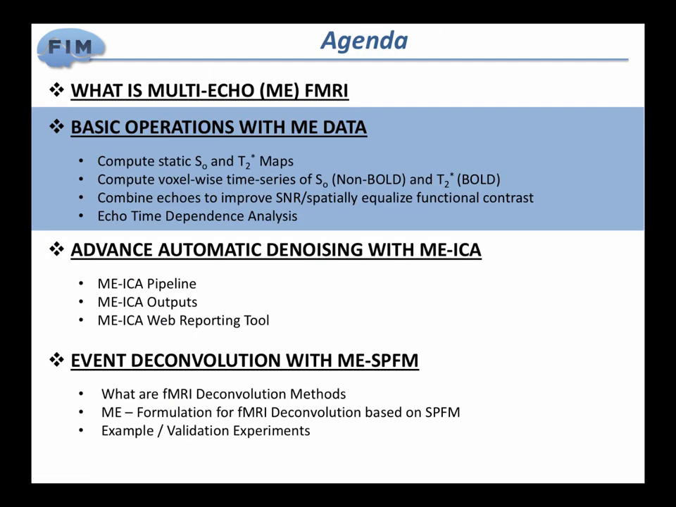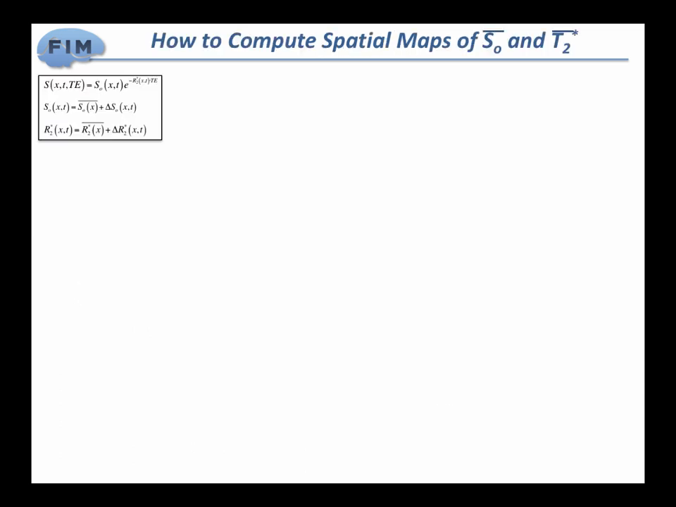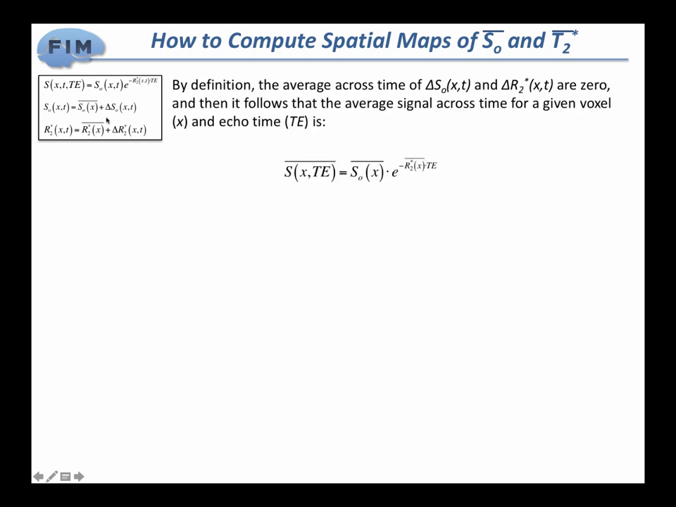So now that we have that, let's start thinking about things that we can do, okay? The first thing that we could do is to try to compute the static maps of S0 and T2 star or R2 star. Here are the little formulas, the ones I just showed you. So how do we do that? By definition, because of the way we define it, delta S0 and delta R2 star have zero mean because we took the mean out, okay? Knowing that, the average signal across time at a given voxel and for a given echo can be written this way, where it depends on the mean S0 and the mean R2 star. So if you take the average of your signal in every single voxel, that signal basically follows this model.